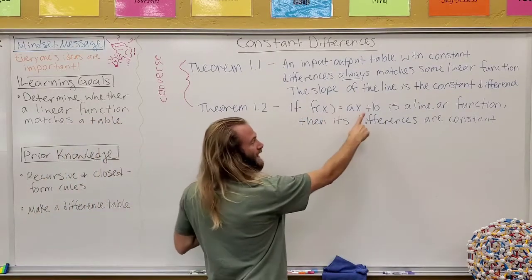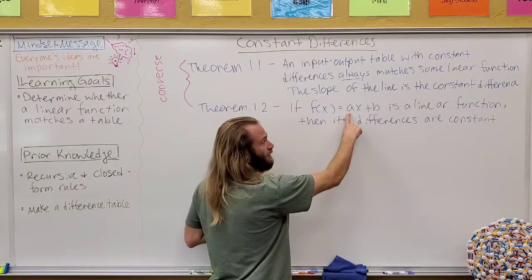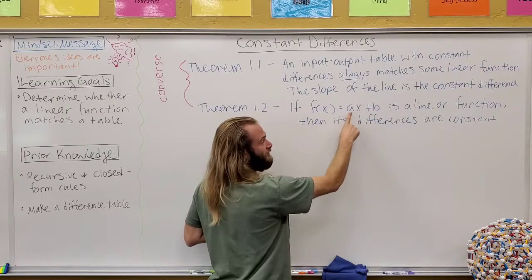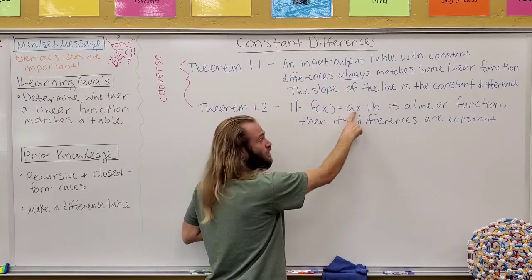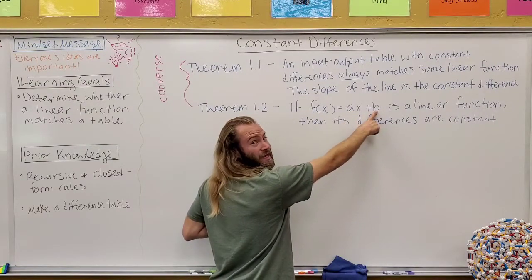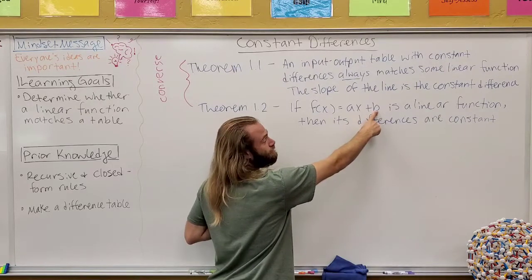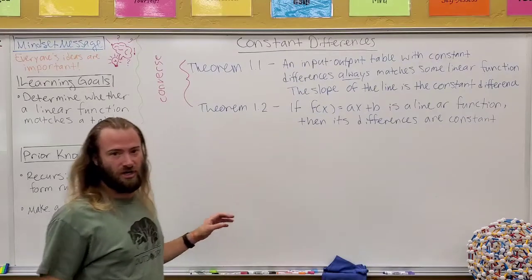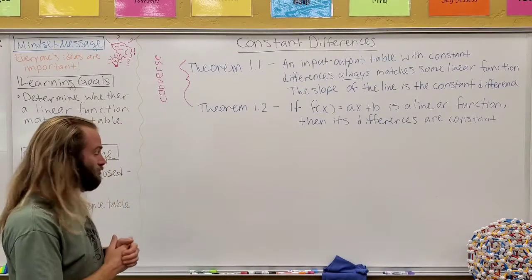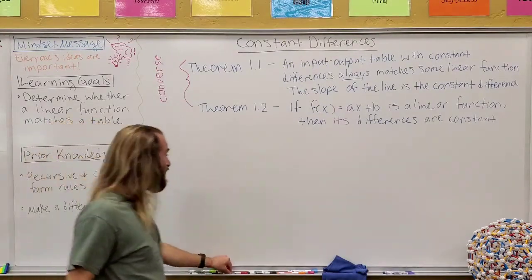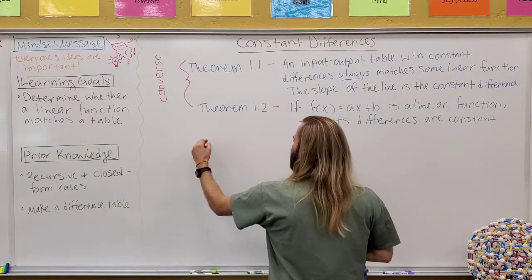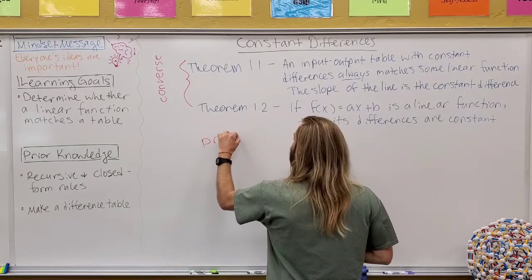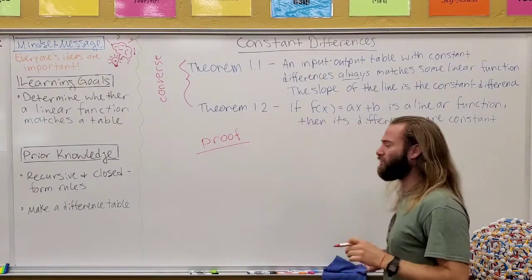So if we knew we had some linear function, and remember this is one common form of linear functions, this a here is our slope, and this b here is our y-intercept of the line. So if it's a linear function, then it must have differences which are constant. There's a really cool way we can prove this, and it will not take a whole lot of time. It may not be the most exhaustive proof, but it works out pretty well.